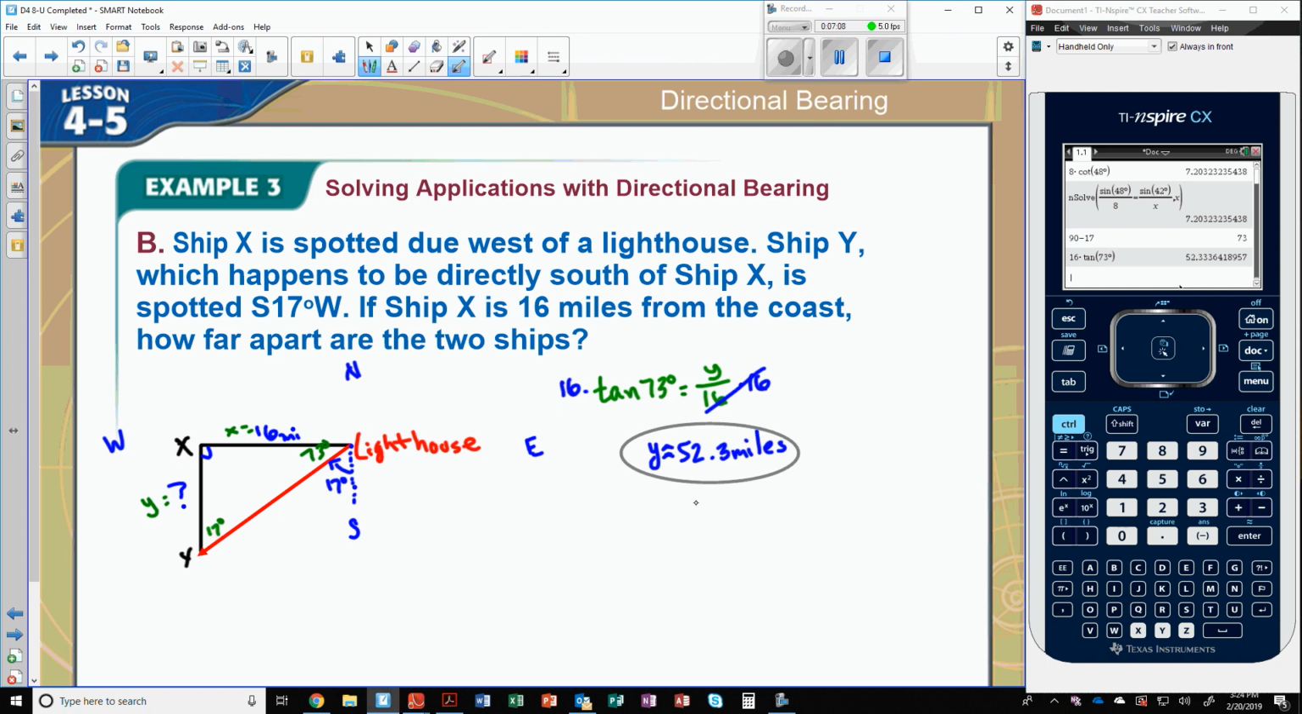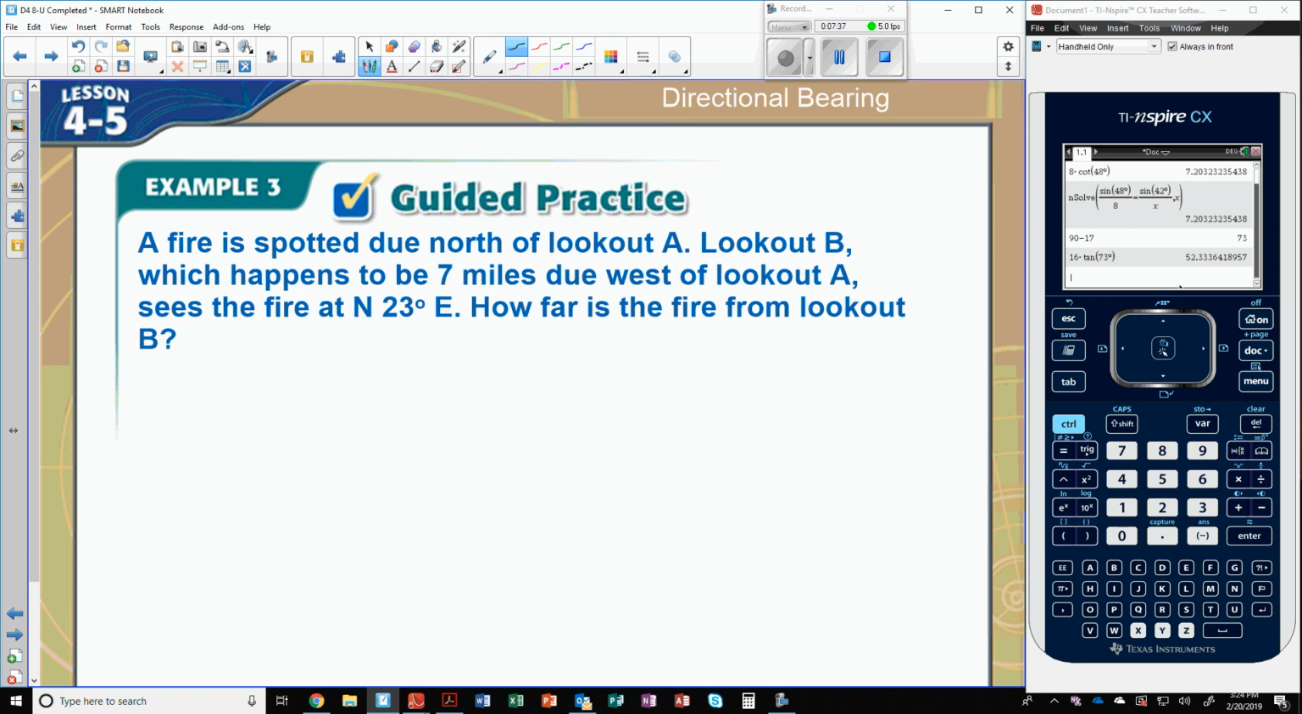Again, if you wanted to, you could check it with law of sines, where you would use a completed set. So this is our completed set. And you would set it equal to the unknown set, like that. And so you could do a law of sines and say that sine of 17 degrees over 16 equals sine of 73 degrees over your y. And you could solve that. You should get the same answer. Now I have one for you to try.